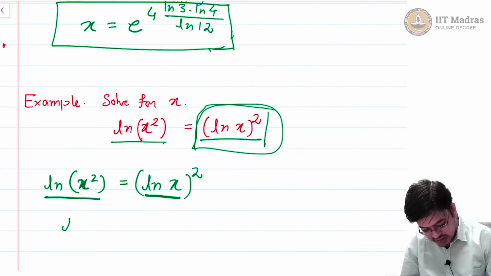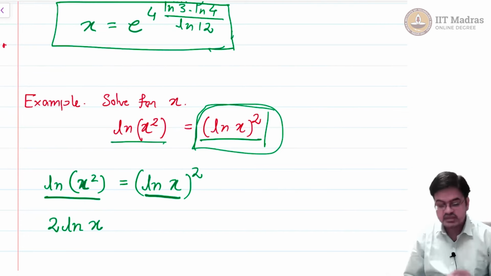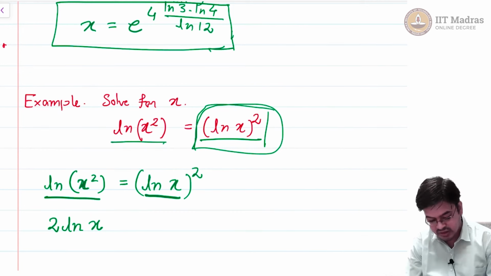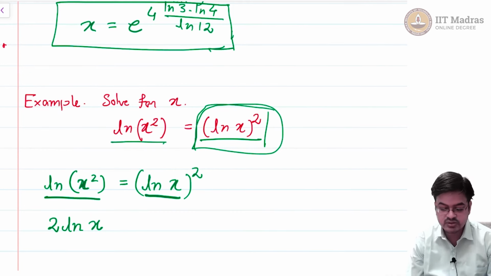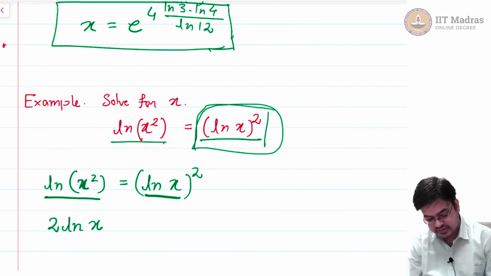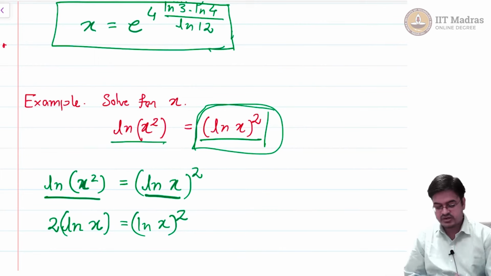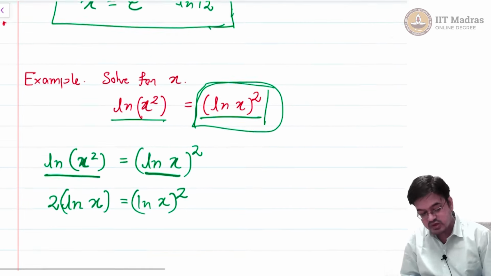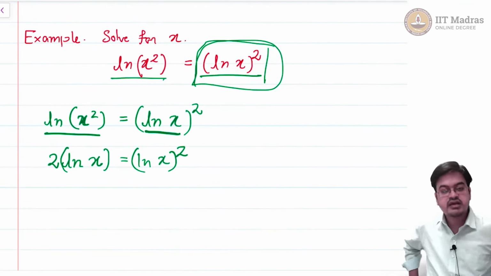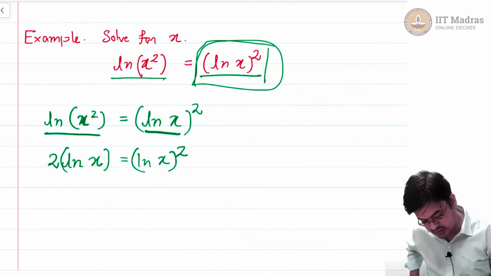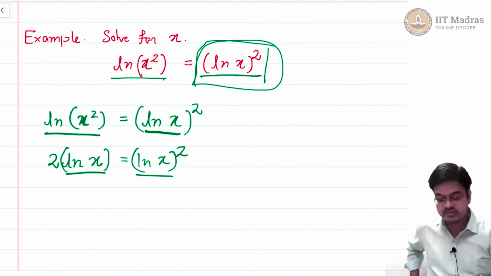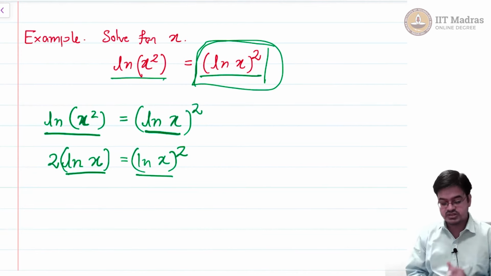So I will simply ask that question, and what comes to my aid is the multiplication rule or the power law. Ln of a raised to k is k times ln of a. So 2 times ln of x is equal to ln of x the whole square. Now comes the real power. It's 2 times ln of x. Now the argument both are same, so you can treat this as composition of functions.